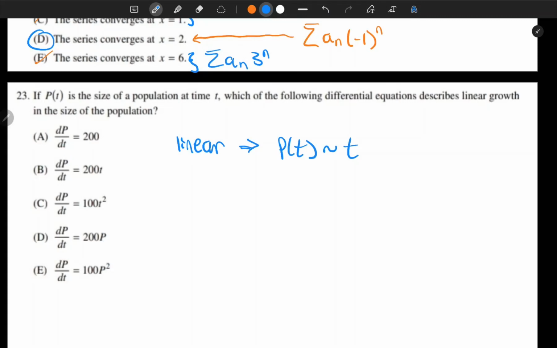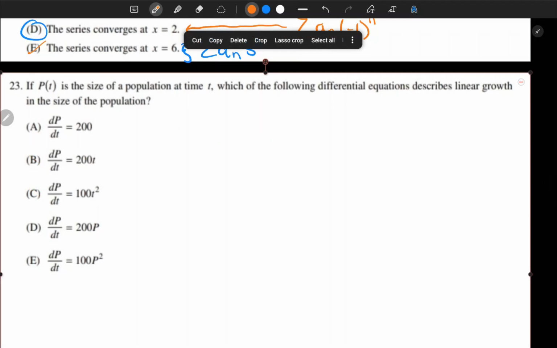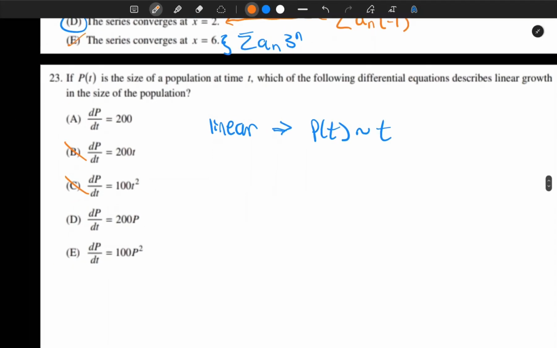Doing so, we know it can't be B, because if we integrate B, we get t squared. Similarly, if we integrate C, we get t cubed. And if we integrate D or E, we don't get exactly what we wanted. For D, we get some exponential. And if we integrate E, we get something that goes as 1 over t. So that's not what we wanted. What we do want is A, because when you integrate this, you just get P of t is equal to 200t plus some constant. So the answer here is A.